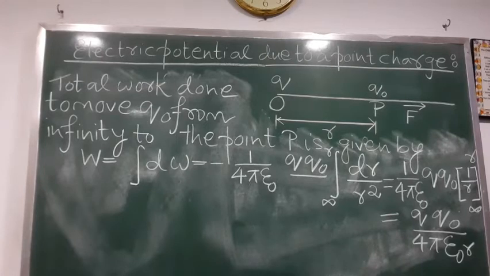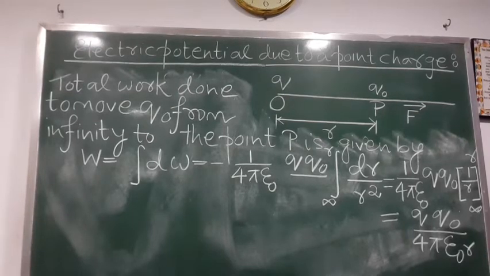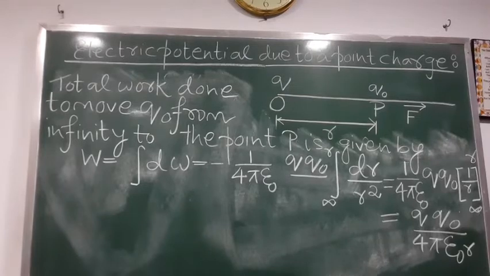So children, total work done to move Q naught from infinity to the point P is given by W equals integration dW equals -1 by 4 pi epsilon naught Q Q naught integration, lower limit infinity, upper limit R, dr by R square, equals 1 by 4 pi epsilon naught Q Q naught 1 by R, lower limit infinity, upper limit R, which ultimately becomes equal to Q Q naught by 4 pi epsilon naught R.